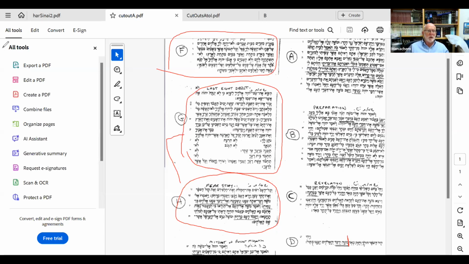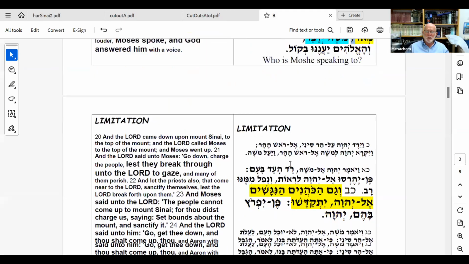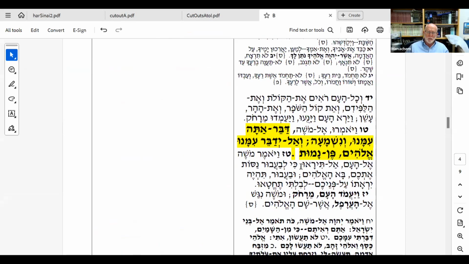Let me turn this off now and get rid of my drawings. Okay, now let's go back to our main source sheet and show you. I want to go back to that story that we called H. Okay, here's the story of the people begging Moshe Rabbeinu that they don't want this direct encounter. They'd rather hear from Moshe.